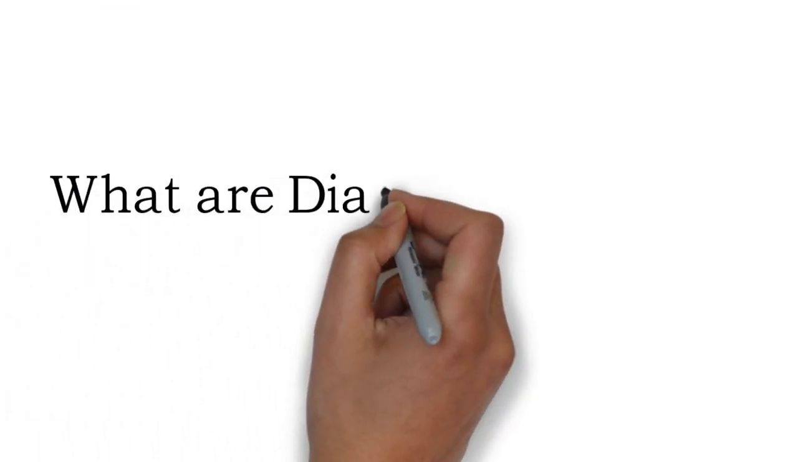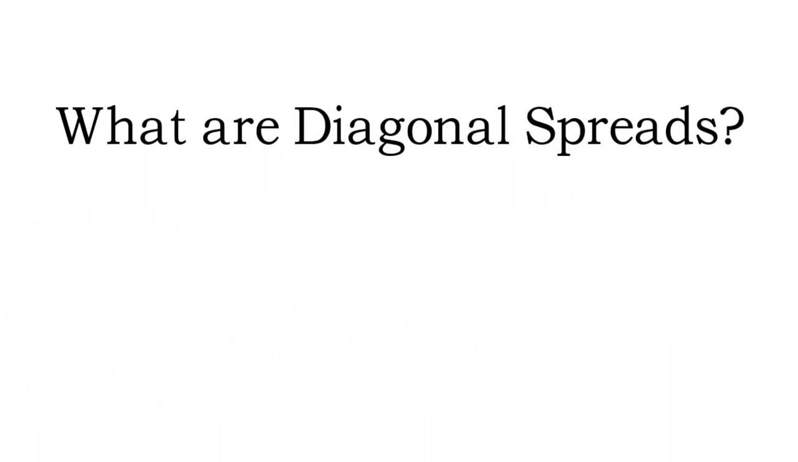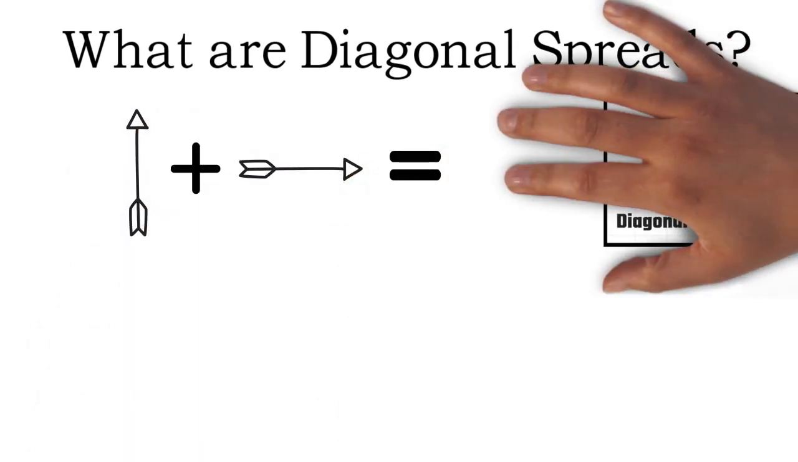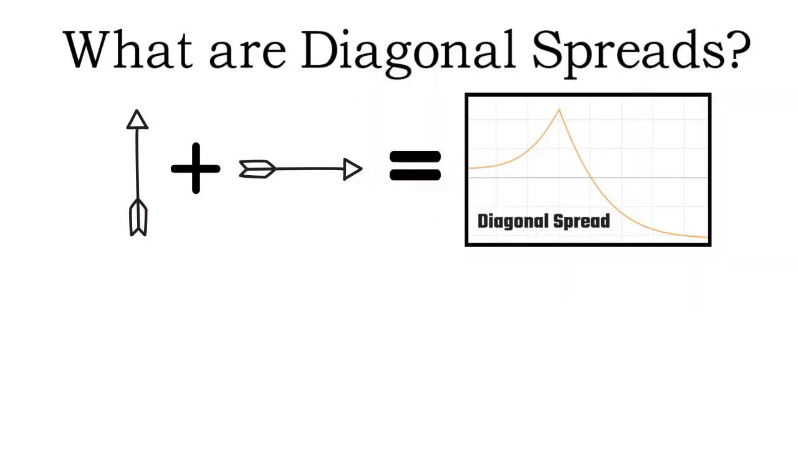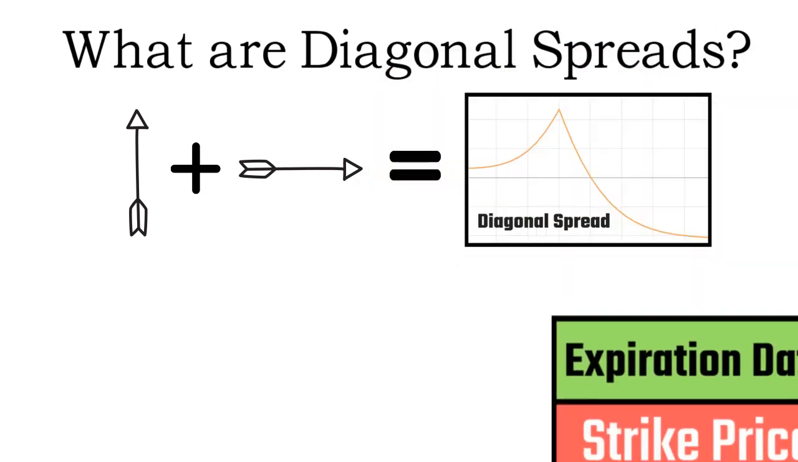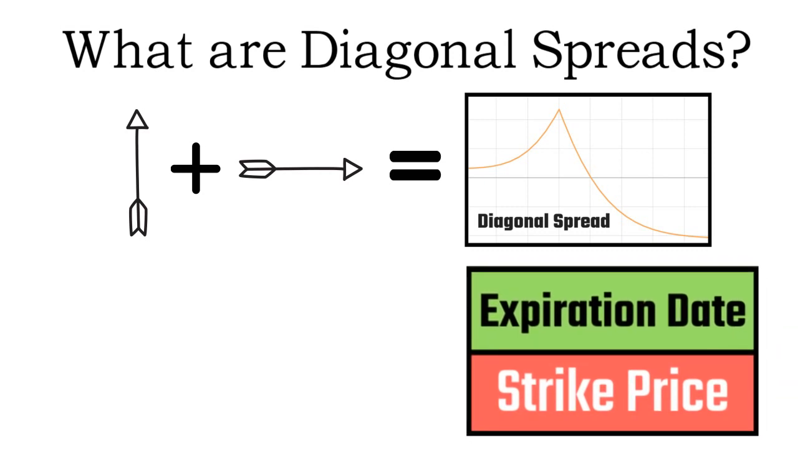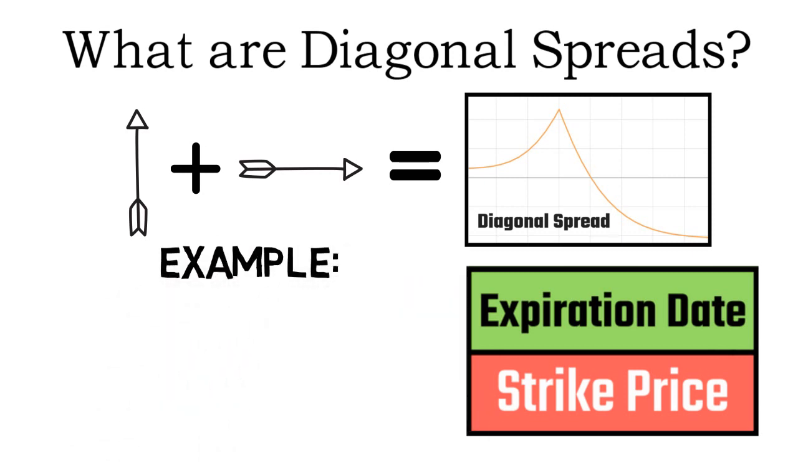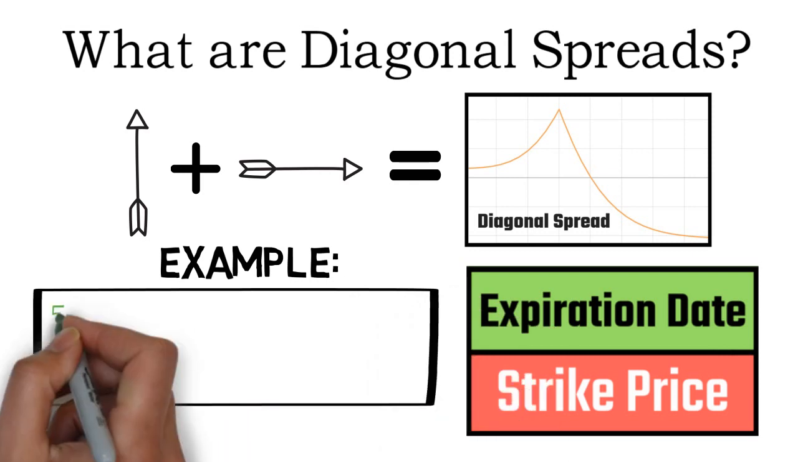Last but not least, what are diagonal spreads? Diagonal spreads are actually a combination of horizontal and vertical spreads. The options involved in diagonal spreads differ in both regards to expiration date and strike price. This obviously leaves a lot of possibilities, and that's also why you can set up diagonal spreads in many different ways. I won't go over the different ways in detail right now because that would just take way too much time. Instead, I'll just present one example so that you can see how diagonal spreads are set up.